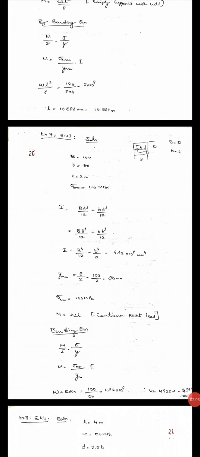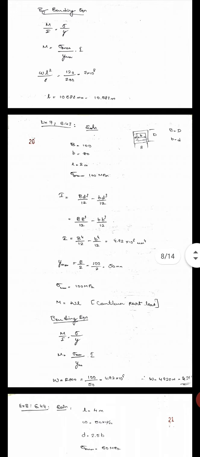Example 7. A hollow square pipe with outer breadth 100, inner breadth 80, and a span of 2 meters. The bending stress induced is 100 MPa. Determine the point load carried on a cantilever beam with the length 2 meters.